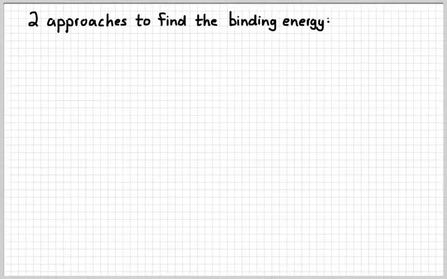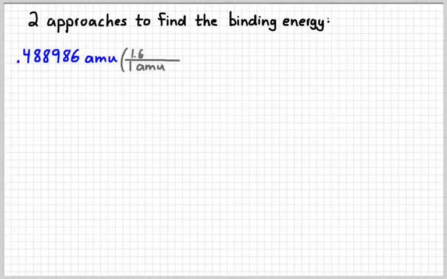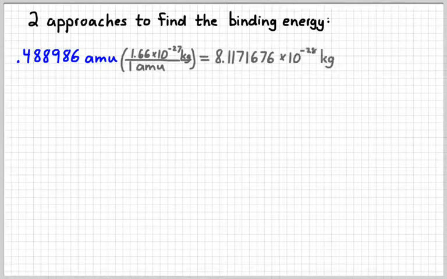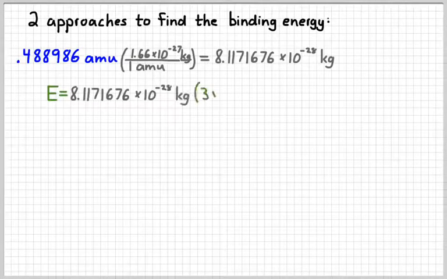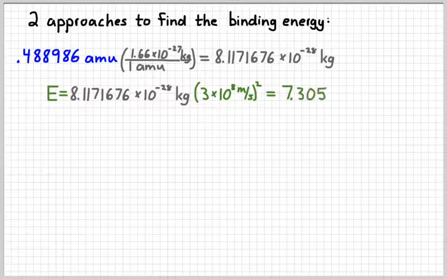There are two approaches we could take. The first approach is to take our mass defect and convert it to kilograms. So 1 AMU is 1.66 times 10 to the negative 27 kilograms. So we'd get that number of kilograms right there. And then just plug that into Einstein's equation, which would give us something on the order of 7.3 times 10 to the negative 11 joules. Pretty big number for a nucleus.